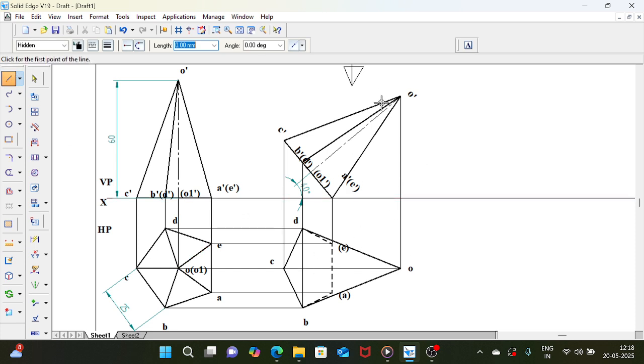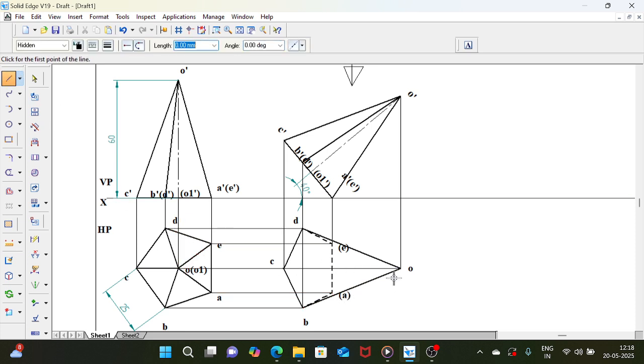As I told you, all the edges are over. You have to cross verify whether all the edges are over or not. A, B, B, C, C, D, D, E, E, A. All the 5 edges are over. Similarly, from all the corners to apex, there will be an edge. Okay, all the corners to apex.